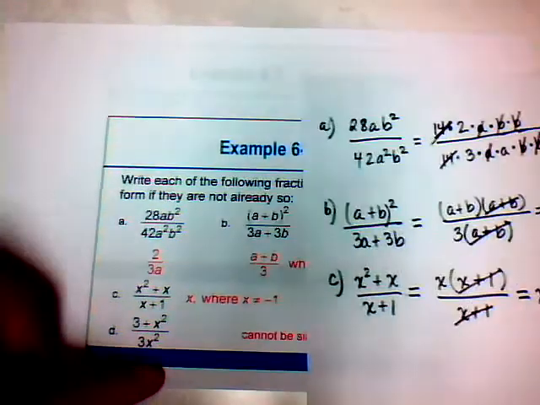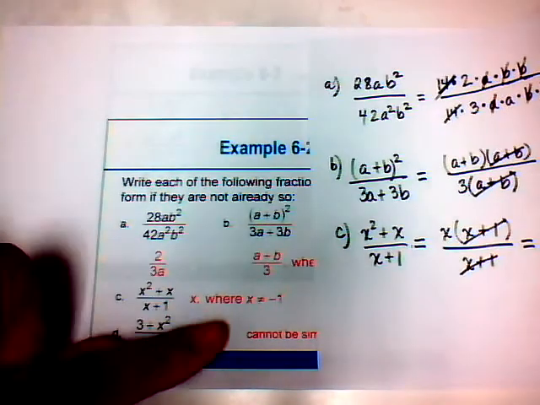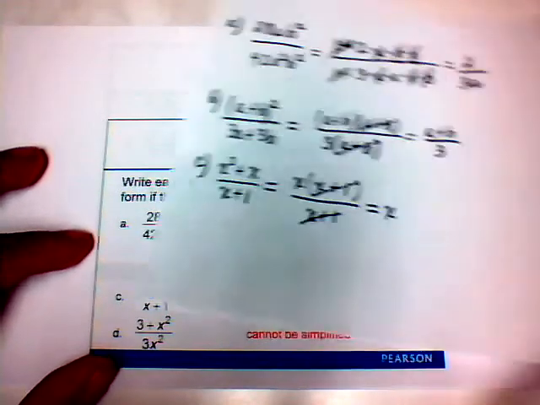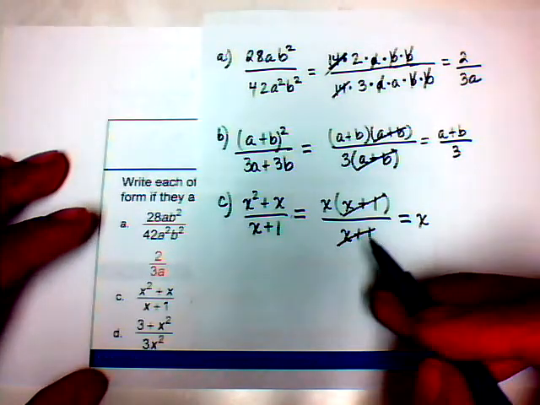Okay, so that's the final answer right there, which will be x. Now, in this answer, they say where x is not equal to -1, because I would get a 0 in the denominator when you replace the x with -1.